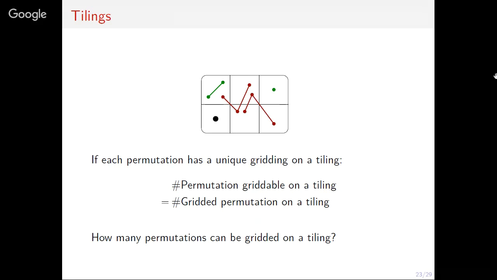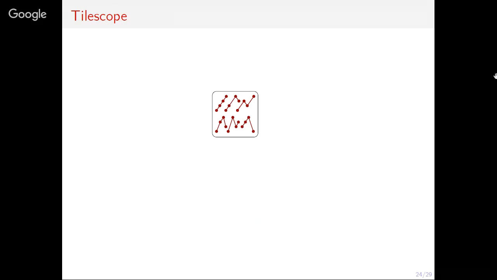But why is this important? Well, we can basically represent permutation classes using these tilings. For example, this one here represents the permutation class avoiding these 6 patterns. You can see that each permutation has a unique gridding on this tiling. I mean, there's only one cell. You would have to put all the points in that one cell.